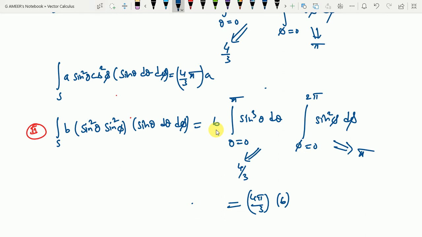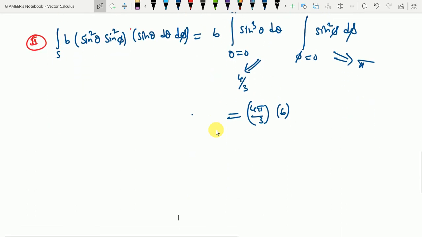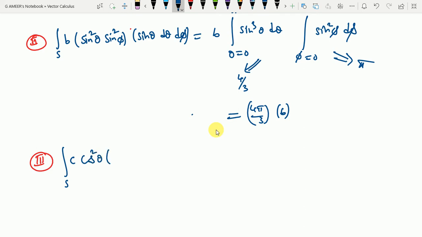So the last one will be the third one, as follows. The third integration will be the surface integration of C into z square, that is r square into cos square theta, into sin theta d theta d phi. Okay, so now as usual, the constant C will come out.